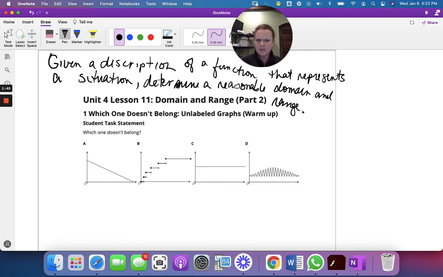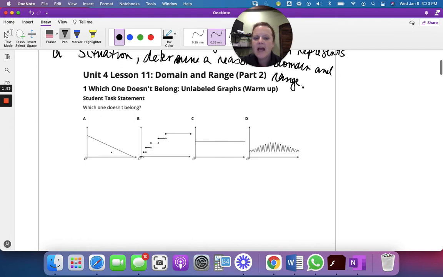So let's look at which one doesn't belong. Unlabeled graphs. All right, these are the ones I love doing in person because they're so much fun. We could say anything. We could say A doesn't belong because it's a continuous line, that the slope is decreasing, it's negative, it has a vertical intercept, a horizontal intercept, etc. We could say that B doesn't belong because it's what we call a piecewise graph with holes in it. We call this also a stepwise function, because it looks like steps.